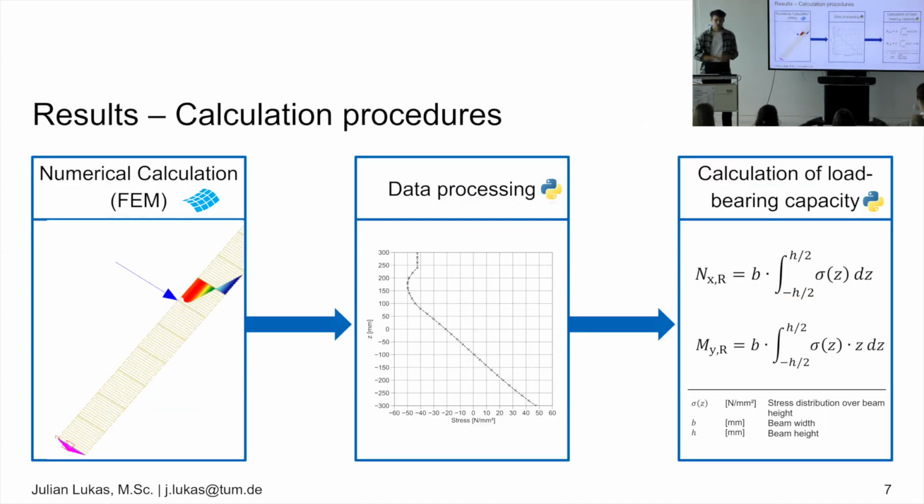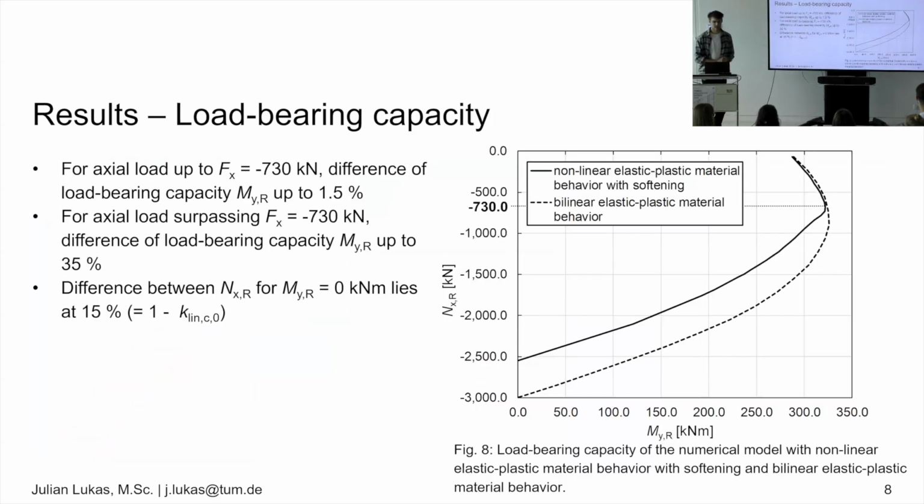So my goal was to calculate the load-bearing capacity. So what can my beam really take? Therefore, I did the numerical calculations, in this case with Sofistik. Then I did some data processing, took the results, recalculated that in Python, and then I sent it to this analytical formula where I integrated the stress distribution you can see here over the height, and then we get the load-bearing capacity in axial direction and the load-bearing capacity of the moment. And that's how it looks at the end.